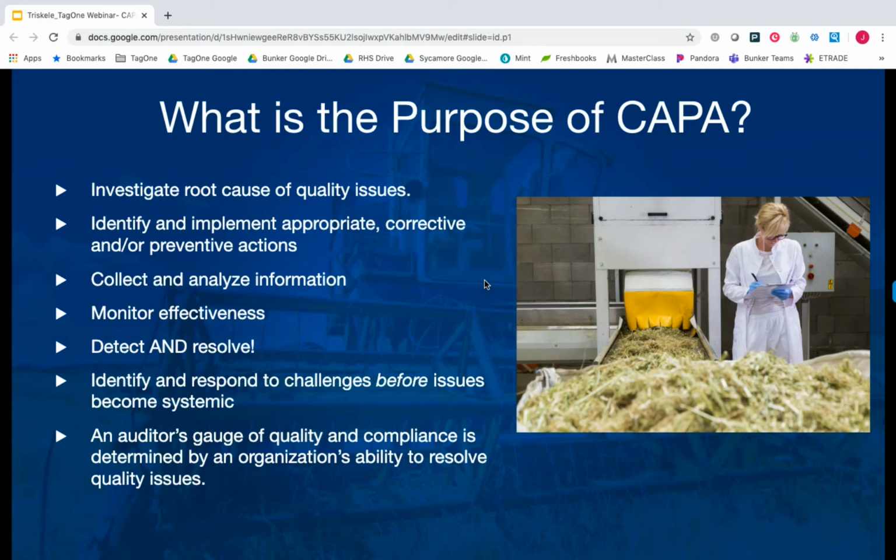Because the investigations told a story, and he could really understand what the root cause was and what we were doing to correct it. We still ended up with observations, but they were nowhere near what we would have gotten if the CAPA program was in the state it was in when he came the last time. I can't stress enough how important it is. Auditors do look at that, and it's the first place they go to see how your organization is functioning.